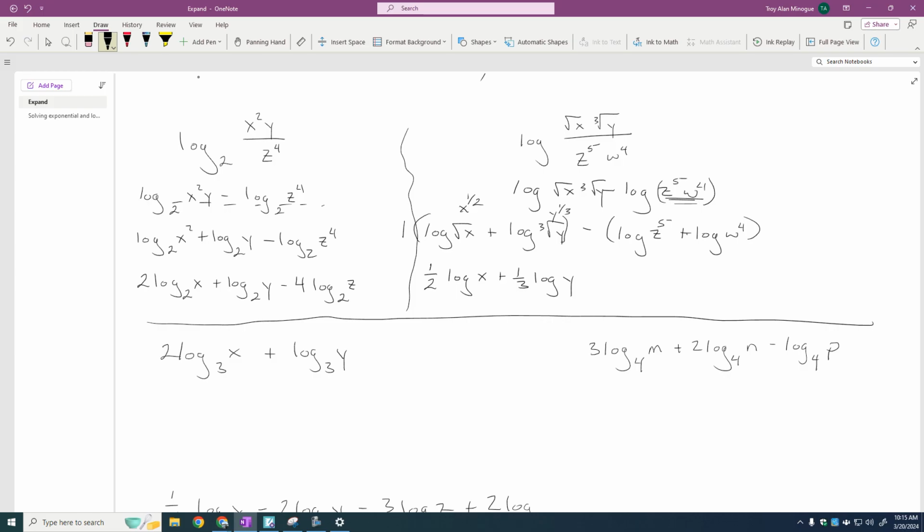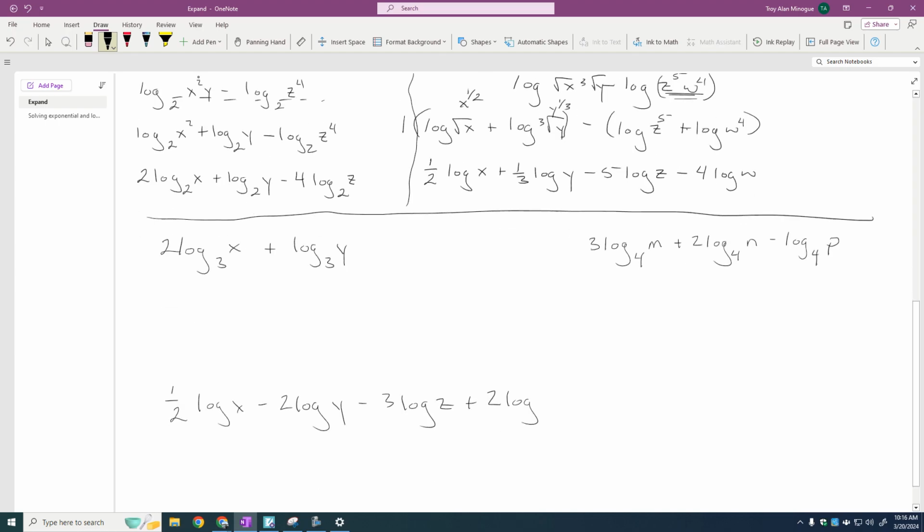This negative sign makes this a negative, so minus, going to bring the 5 in front, going to bring the 4 in front, and this negative makes this also a negative. Okay, there you go. There is expanding logarithms using our log properties.